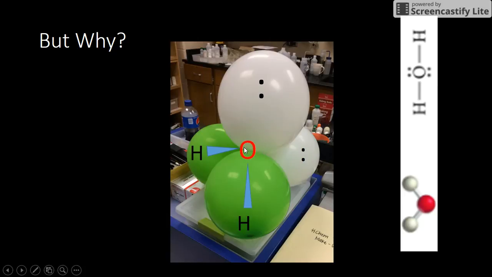So your oxygen would be in the middle of all these balloons, and the hydrogen would be coming out, one going back into the end of this balloon and one coming out of the screen here. And you can see that's more of a bent shape, and that's because these lone pairs are pushing those bonds down a little bit because they need space as well.